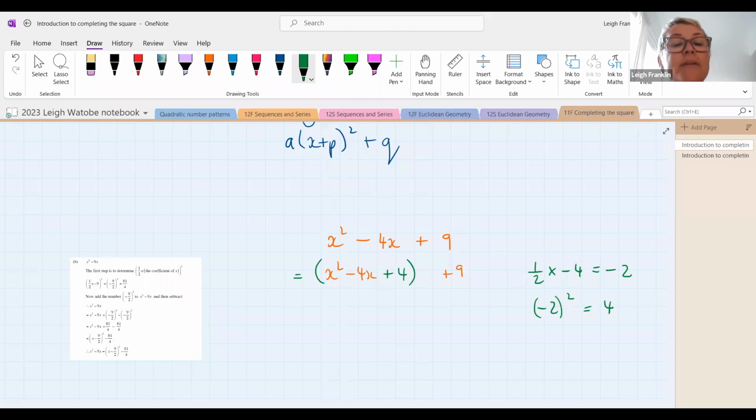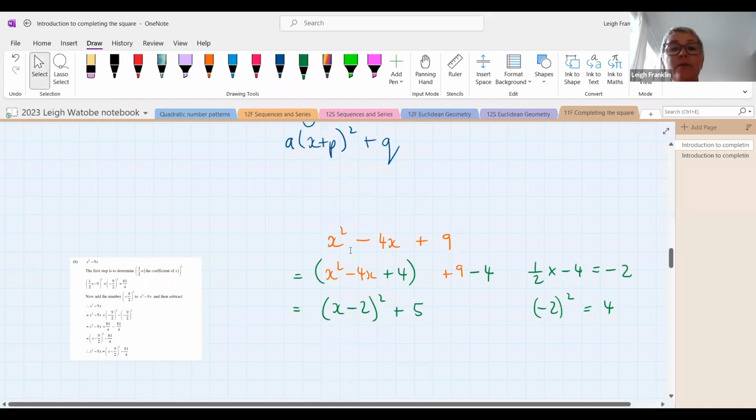Because this is an expression, if I add 4 in, I've got to balance the expression by taking 4 away. Now I factorize my perfect square trinomial. It factorizes into x minus 2 squared, and now I combine my like terms at the end. So plus 9 minus 4 leaves me with plus 5. And now it is in turning point form.